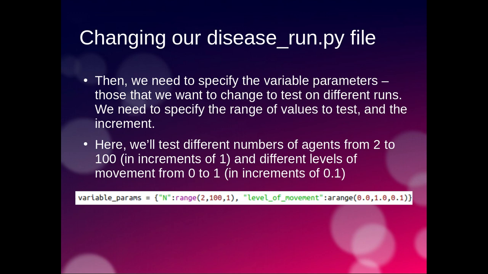And level of movement, again, I also want that to be a range from 0 to 1 in increments of 0.1. And you see here I've had to use a range, which is why we've had to import that from NumPy, so that I can do that as a floating point range, because we've got decimal places in this one. So add that line of code now.